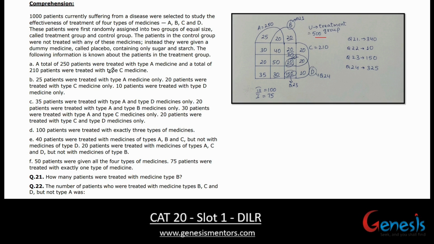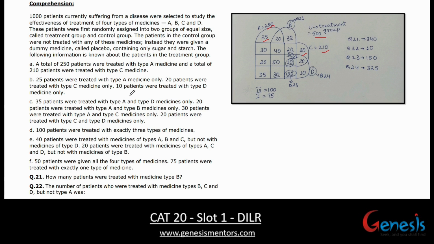A total of 250 patients were treated with type A medicine. So A total is 250, and a total of 210 patients were treated with type C medicine. So C total is 210. 25 patients were treated with type A medicine only. So type A medicine only is 25. 20 patients were treated with type C medicine only. So this we have represented.